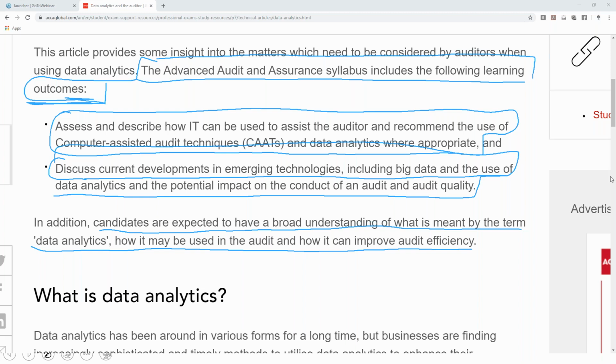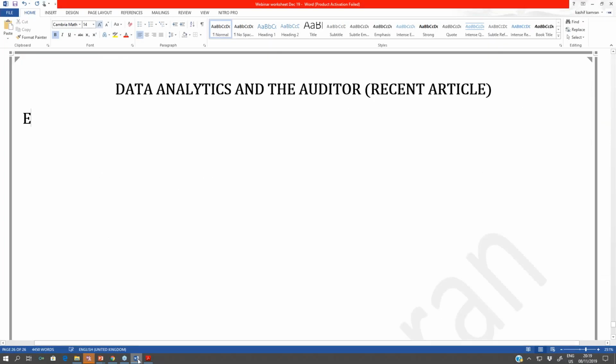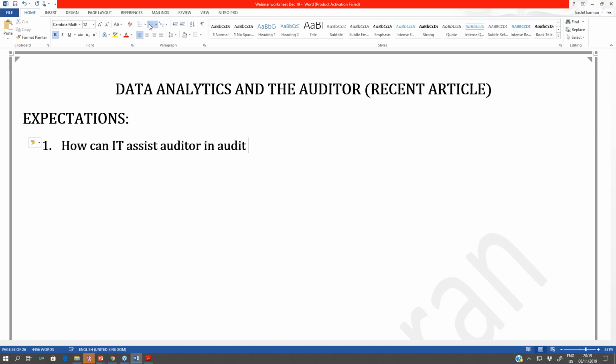If we look at these three expectations, I just put the expectations of the examiner here. Number one expectation of the examiner: the students should know how can IT assist the auditor in audit, including use of computer assisted audit techniques.